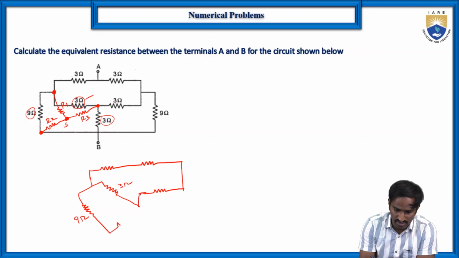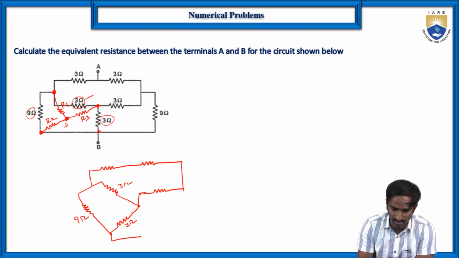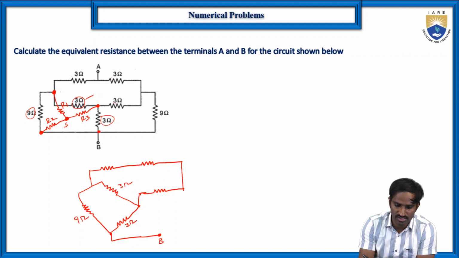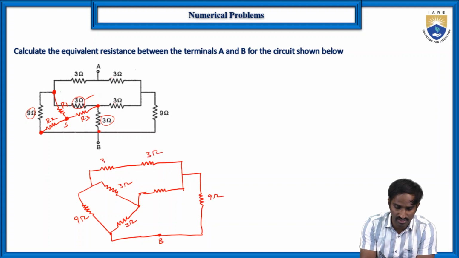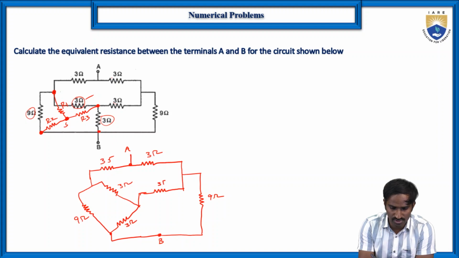So these 3 ohms, let us consider here, this is another 3 ohms. Here, in between 9 and 3, you will be having the point B. This is point B. Again this point B is connected to the same 9 ohms resistor, which I am drawing here again. So again this is 3, and in between these 3 and 3 there is a point A, and this is a 3 ohms resistor.